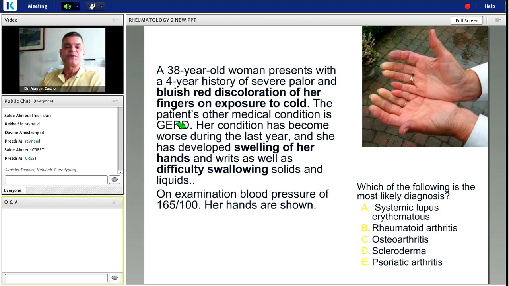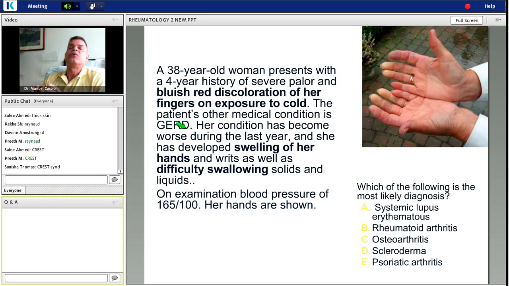Raynaud's phenomenon, and as most of you already said, scleroderma causes Raynaud's phenomenon. 100% of patients with scleroderma are going to have Raynaud's, right? Also, scleroderma can affect the GI tract and cause esophageal dysmotility. So the esophagus does not move really well.